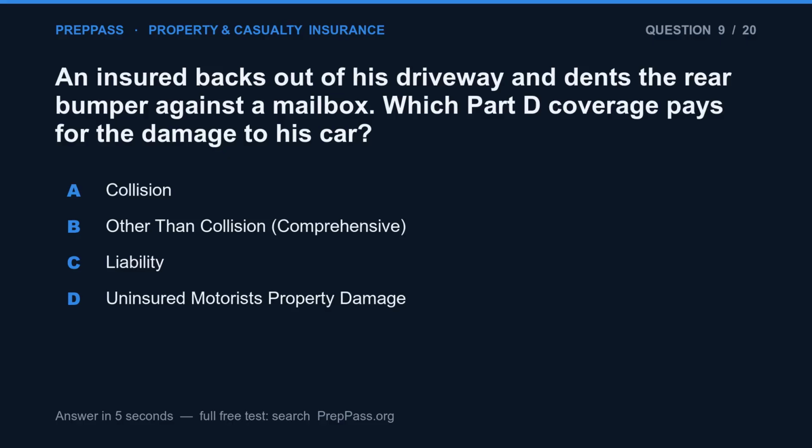Question 9. An insured backs out of his driveway and dents the rear bumper against a mailbox. Which Part D coverage pays for the damage to his car? A. Collision. B. Other than collision, comprehensive. C. Liability. D. Uninsured motorist's property damage.